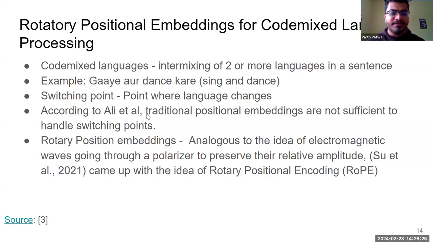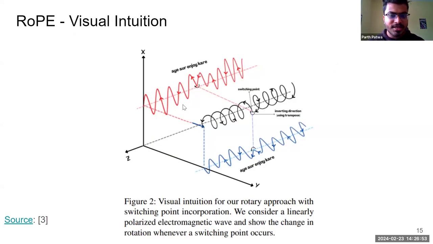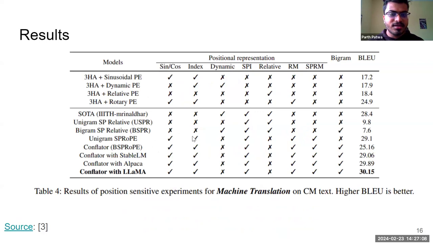So in our paper, we claim that traditional position embeddings are not sufficient to handle the switching points, which is where we come up with rotary positional embeddings based on a previous paper, where it is analogous to electromagnetic waves whose rotation axis is changing. So to give a visual example, this was our electromagnetic wave propagating, and then we come across a switching point. So that is where the direction of the EM wave changed. Using this intuition and this positional embedding, we see that on machine translation of code-mix text, it clearly outperforms all previous baselines, especially other types of positional encodings.